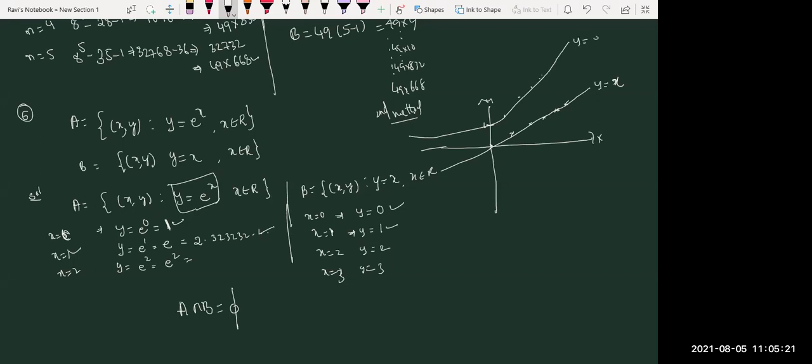This is y equal to e power x. Now my question is, will both the functions, both the curves, be intersecting or not intersecting? Non-intersecting, sir. Both the curves are not intersecting. That's why the intersection will be the null set.